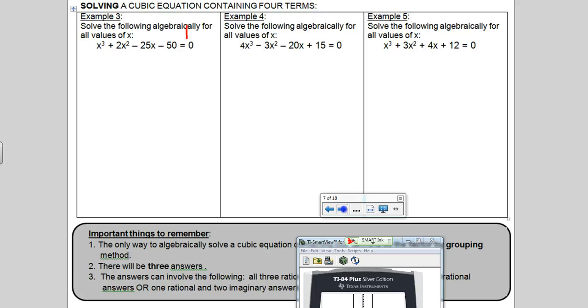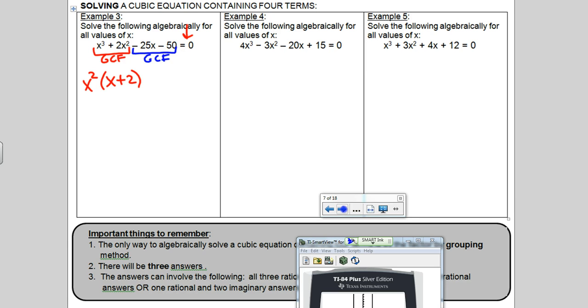So again, this is a solving problem. That means we are in fact going to go to x equals. So there's my left group. There's my right group. My GCF is an x squared. And then you have an x plus 2 remaining.